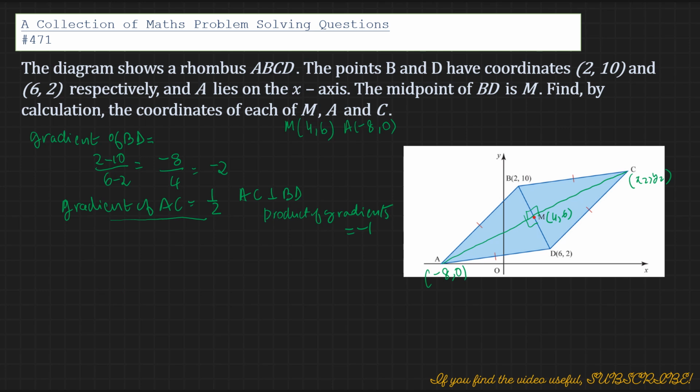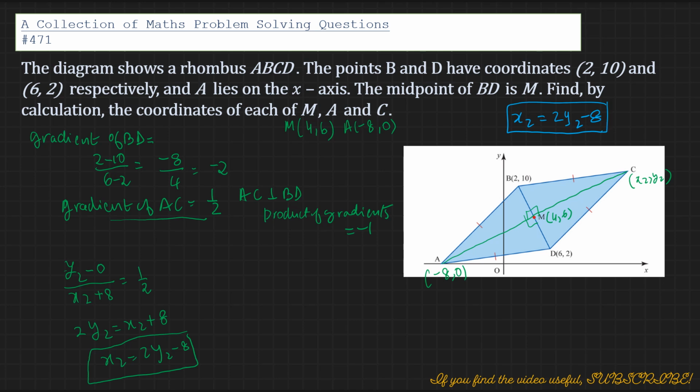So y2 minus y1 would be y2 minus 0 out of x2 minus minus 8, so x2 plus 8, and that is half. So then I get 2y2 equals x2 plus 8. So I can say x2 equals 2y2 minus 8. We will keep this equation expressing x2 in terms of y2. So I can write now that x2 equals 2y2 minus 8.